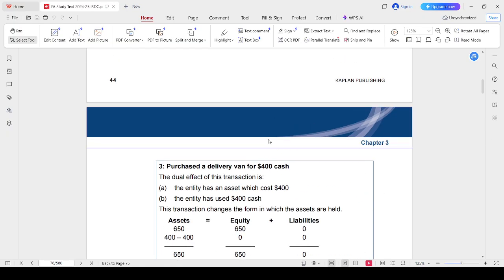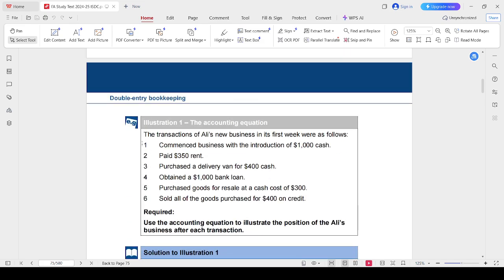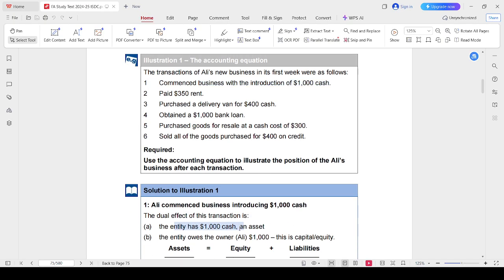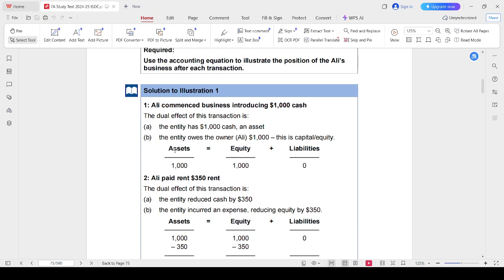Okay, right now we have 6 examples in your study text for the accounting equation. There is one person, Ali, also commencing the business with an introduction of $1,000 cash. If there is $1,000 cash introduced by the founder, what increases? Yes, it has a $1,000 cash asset and owes the owner $1,000, which is capital or equity. You see, assets are increasing by $1,000 and equity is increasing by $1,000.